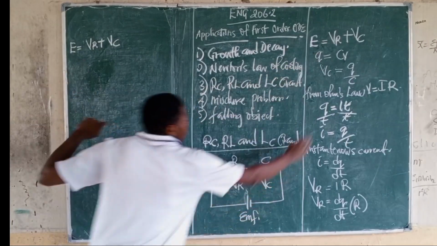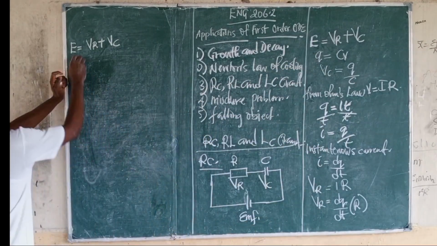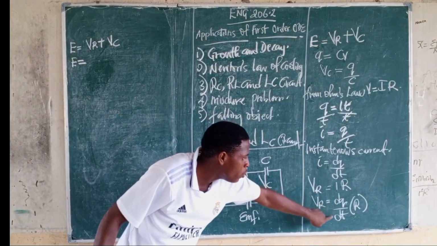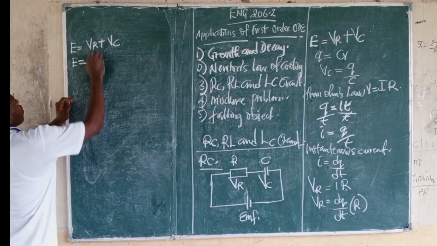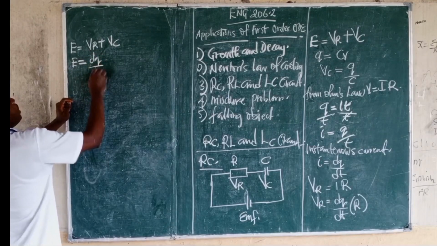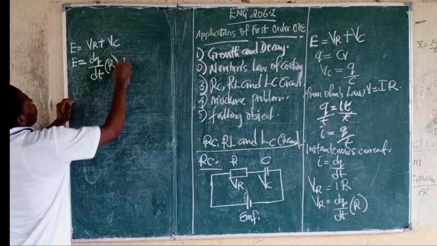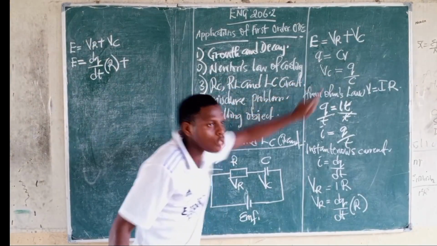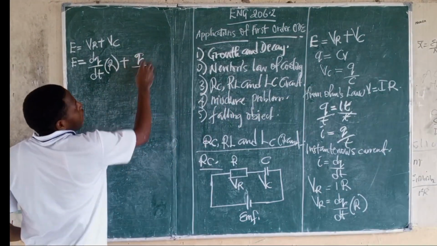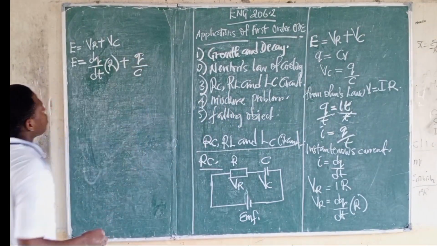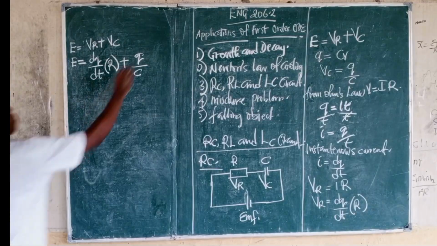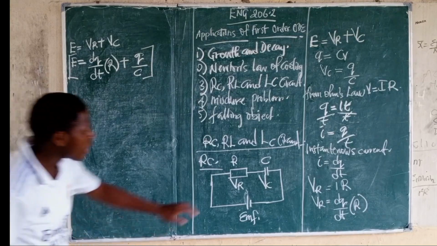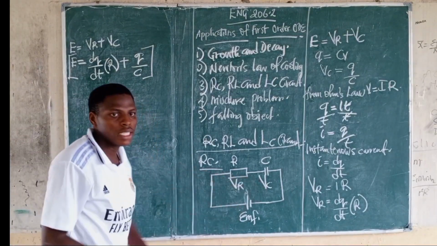So if you substitute these parameters which we got, we simply have that E is equal to your VR. We know that VR is dq over dt, so we have dq over dt bracket R, plus VC. Now the voltage for the capacitor is quantity of charge divided by capacitor. So this formula is the formula you use in calculating your total EMF for this circuit.